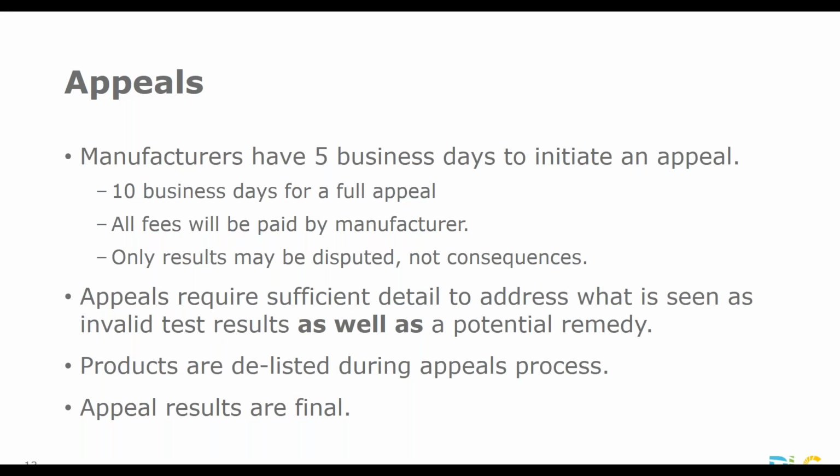If a product fails, manufacturers have the chance to appeal. Further instructions will be provided in any notifications of a failed product, but basically a manufacturer has 5 business days to initiate an appeal once they receive those results. Initiating an appeal is real simple. It's just an email stating that you intend to appeal. If you're not moving forward, we just want to know that quickly and close it out because there are lots of these to get to.